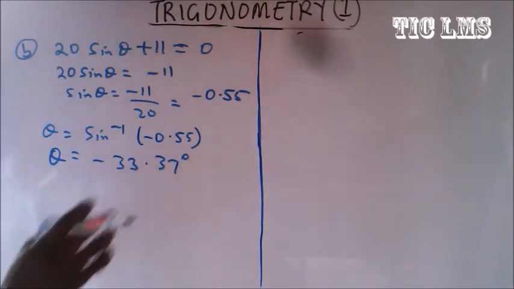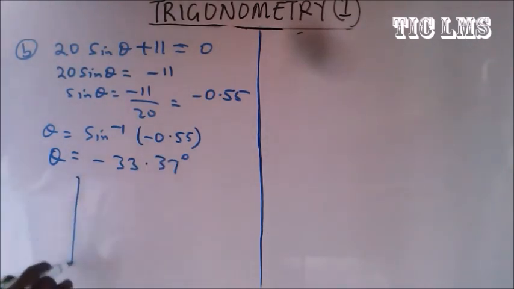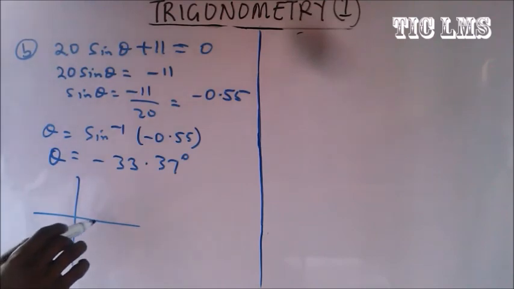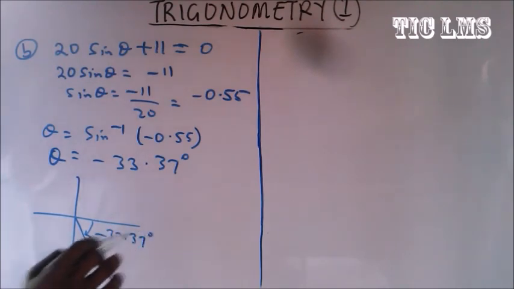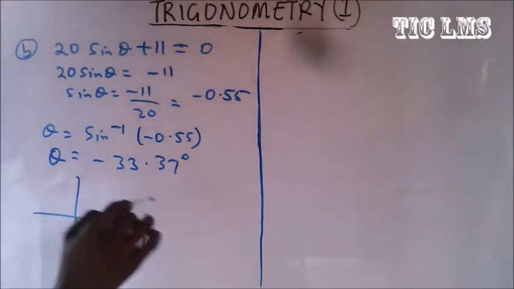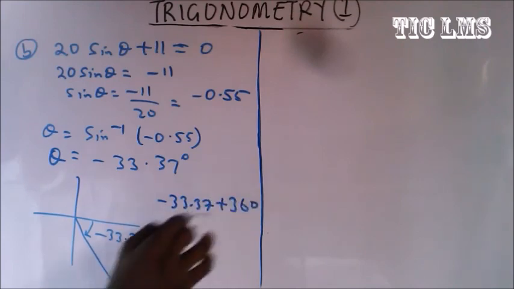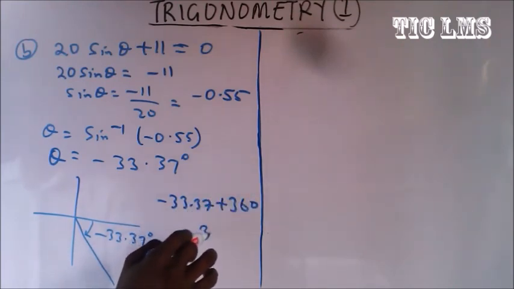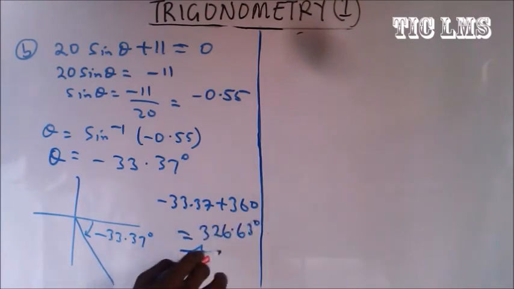Now we have our theta as minus 33.37 degrees, meaning if we consider it in the four quadrants, theta must have gone in the negative direction to have minus 33.37 degrees. So first, we need to consider its equivalent positive angle, which will be minus 33.37 plus 360 degrees, and that will be 326.63 degrees, approximately 327 degrees.